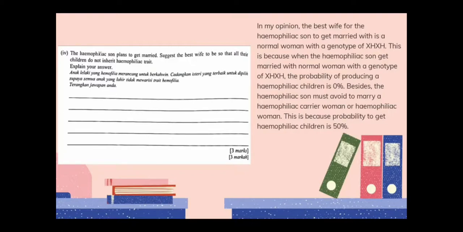Besides, the hemophiliac son must avoid marrying a hemophiliac carrier woman or a hemophiliac woman. This is because the probability of having hemophiliac children is 50%, or maybe it is 100%, we don't know. So it is important for us to marry a normal person.